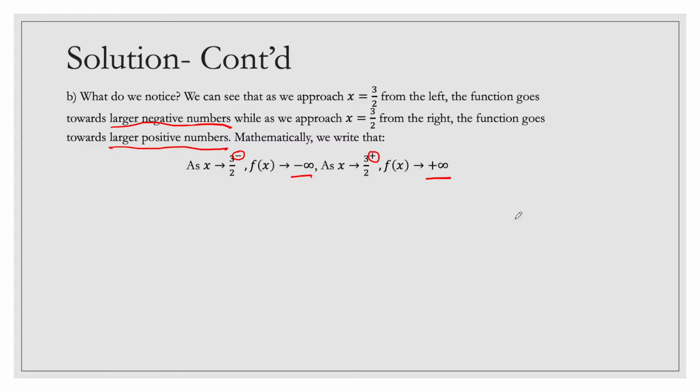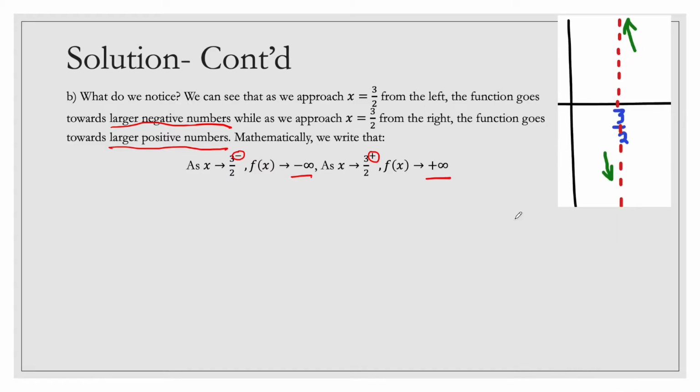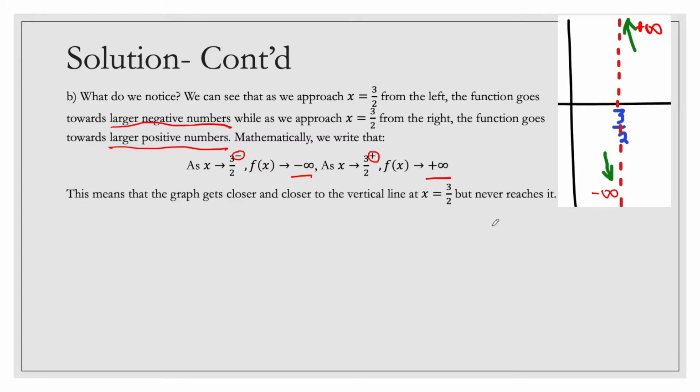So now we have a bit of an indication of what the graph might start to look like. It roughly looks something like this. To the left of 3 over 2, it's going down towards negative infinity, and to the right of 3 over 2, it's going up towards positive infinity. Once again, that means that the graph is getting closer and closer to the vertical line x equals 3 over 2, but it never actually reaches it.